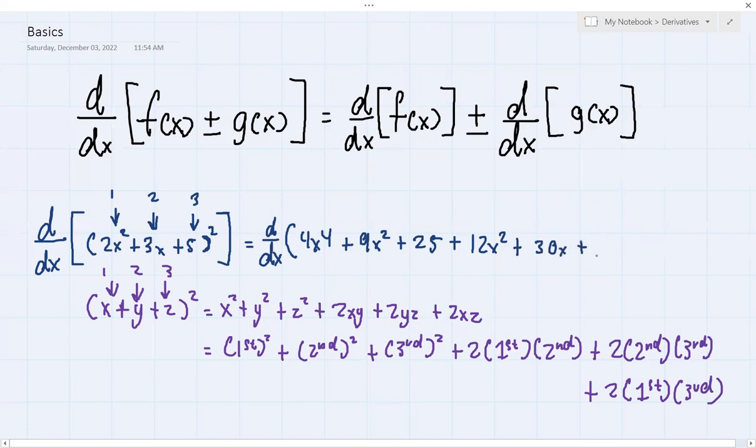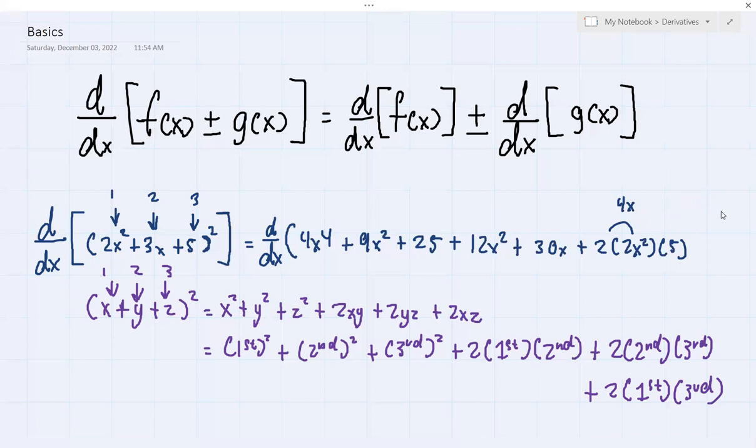And lastly, sa last step, 2 times the first term, 2x squared, times the third term, si 5. So 2 times 2x squared, this is 4x squared. And 4x squared times 5 ay 20x squared. So, meron na tayong, tama ba? Wait lang. Baka mali na naman ako pagka-input. Okay, tama nga. So, we have 20x squared.